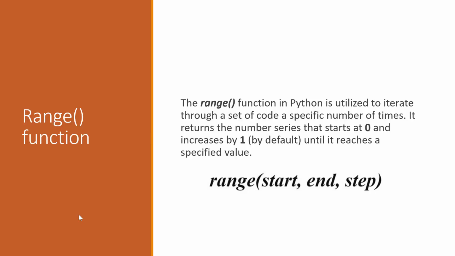And in the last, we have step. This step parameter is optional to use, but it helps to define the increment in the iteration. By default the increment in the iteration is 1, but we can also define our own value in step. So let's first discuss a simple example related to the range function.